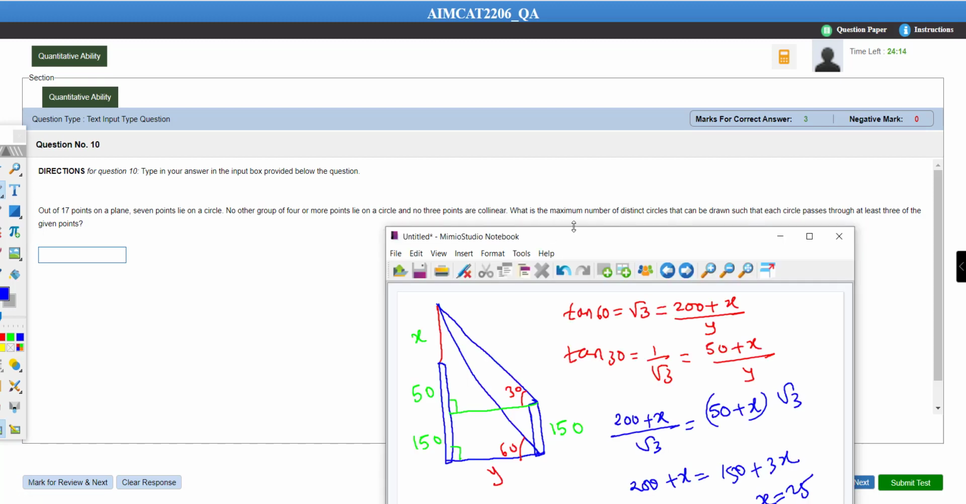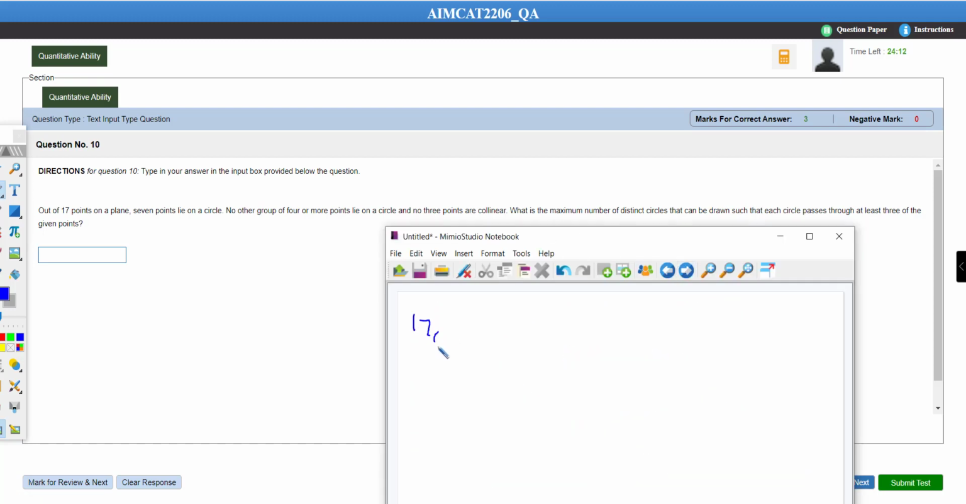So total number of circles that we can draw here is how much? 17C3. Okay, but out of this 17C3, 7 points are on a single circle, which means we cannot draw any other circle if we choose any 3 from that. So minus 7C3 we need to do, and as we did minus 7C3, we subtracted that initial circle also, so we need to add 1 circle here. No other group of 4 or more points lies on a circle, and no 3 points are collinear. Correct? Yes. Okay, so the answer is going to be 17C3 minus 7C3 plus 1.